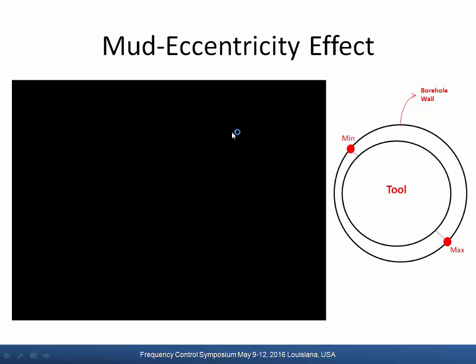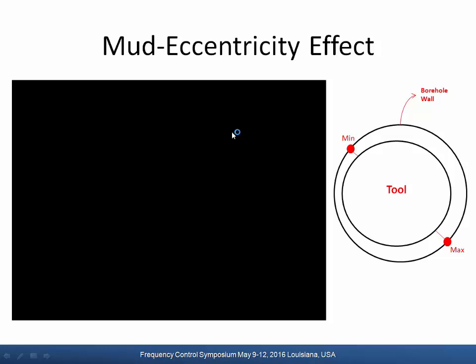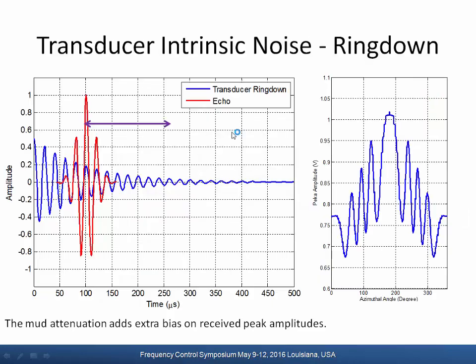Now you can see the amplitude of the echo is decreasing with longer offset. This is the received peak versus the azimuthal angle. So except for the oscillation, we also have the bias, low frequency bias. It is caused by the combination of the mud and eccentricity effect.